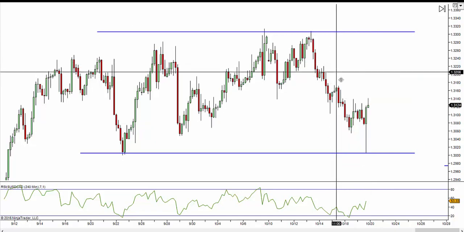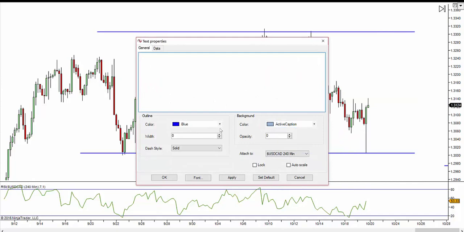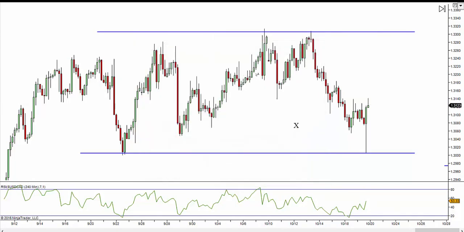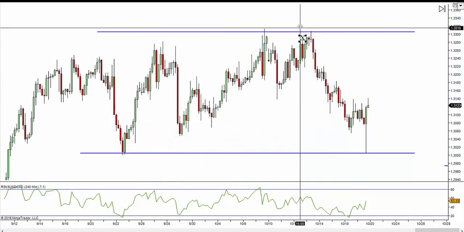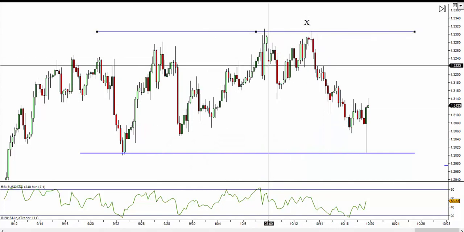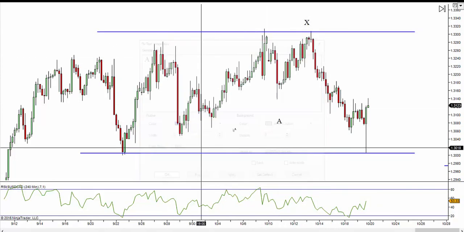Let me take that one off. So now we know that we've got our X. So we've got our X leg up there. What else are we looking for? We're looking for our A point.